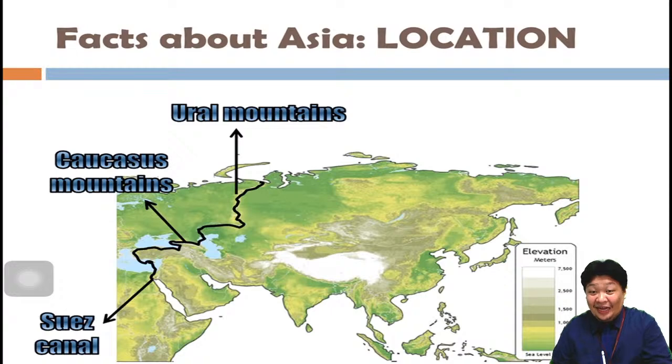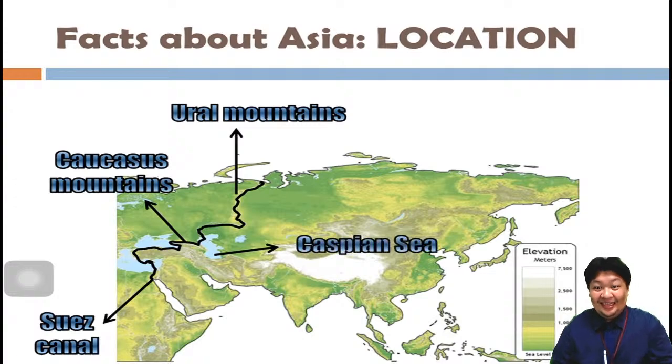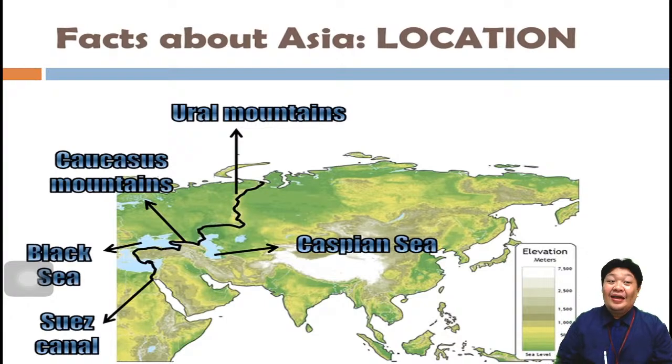Next. How about this one? What border is this? This is Caspian Sea. Very good. This is Caspian Sea. And the last one, what is this border? This one is Black Sea. Okay. Not Caspian, it's Black Sea.